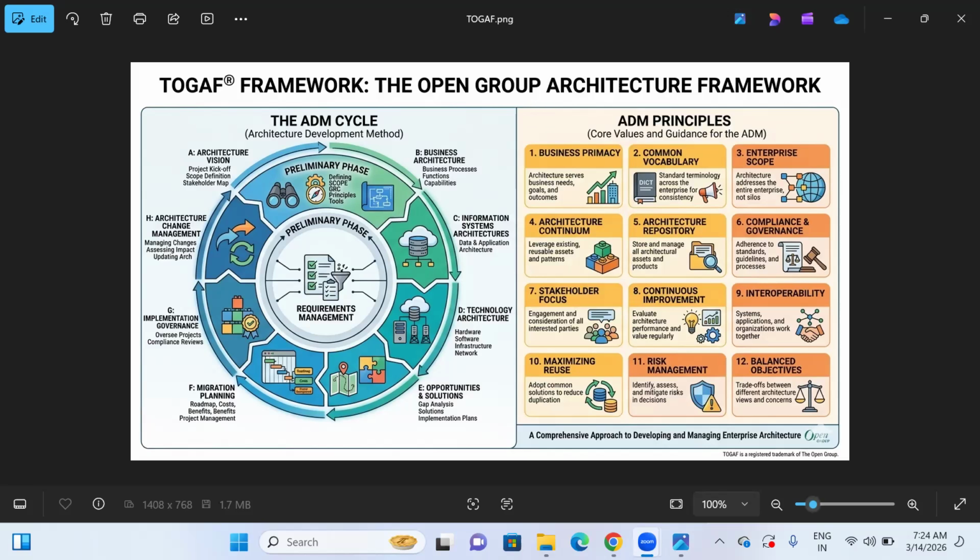One is the architecture development method, which is called ADM in short, the architecture development cycle, followed by ADM principles. Understanding these two is important. Now, when we try to understand the architecture development life cycle, when you are applying for certification and all, you need to understand the multiple phases, something like the preliminary phase, all that.